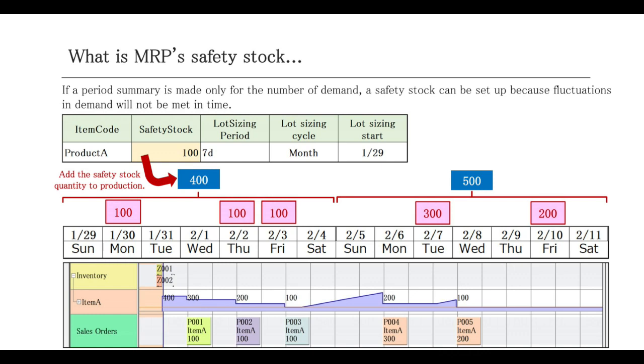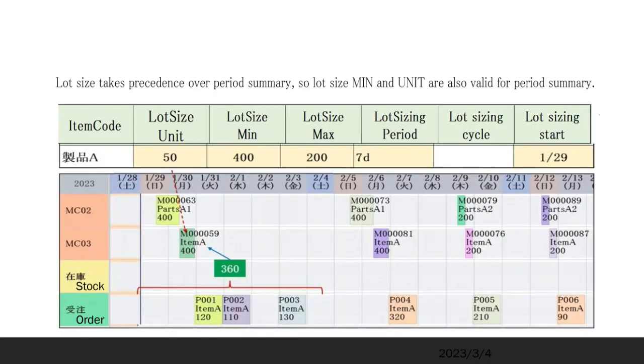Well, in the previous video I explained the lot size. What if we set lot size and period grouping together? If both are set, both are basically valid. Then the more restrictive setting is applied. See the example. Lot size unit is 50. Lot size max is 400. Lot size min is 200. Lot sizing period is 7 days. Lot sizing start is January 29th.